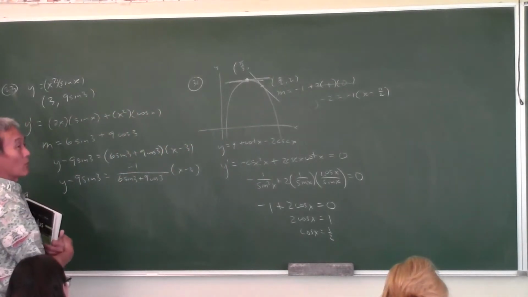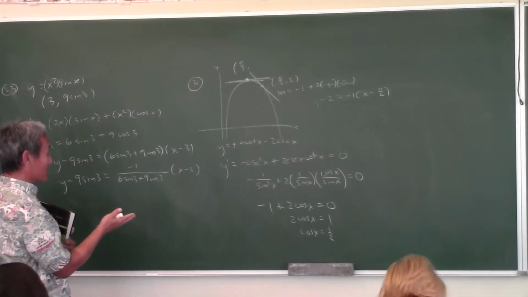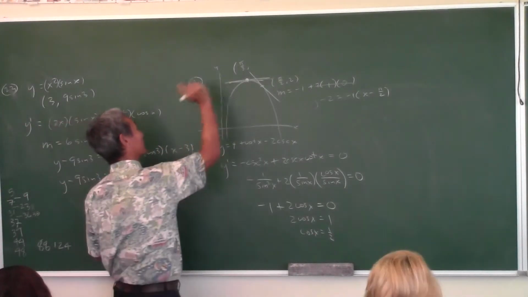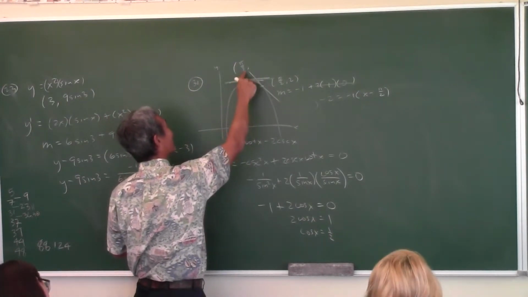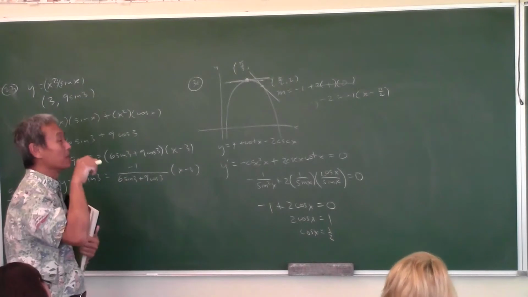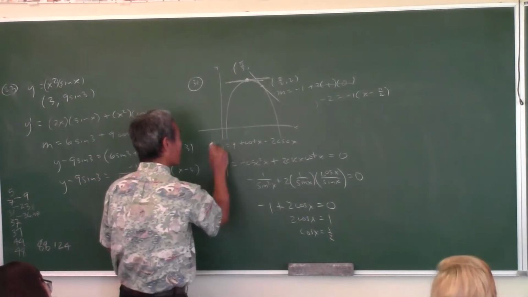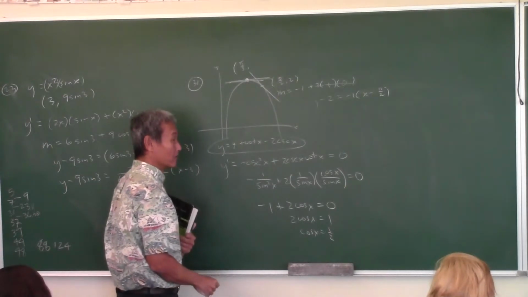Now, how do I figure out the y-coordinate of that point? What do I have to do? See, on the test, this problem's going to be worth 6 points. I think I'll give you 4 points just for coming up with the pi over 3. You want the other 2? You got to give me the y-coordinate. How do I get the y-coordinate? You got to plug it back into the original.